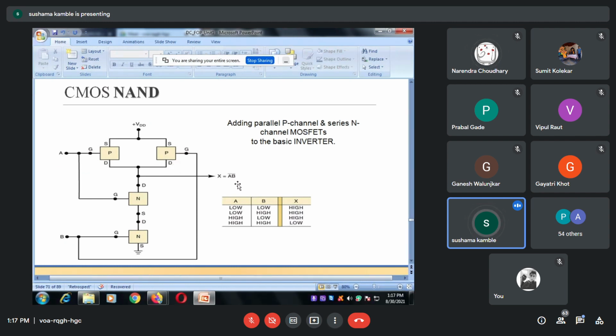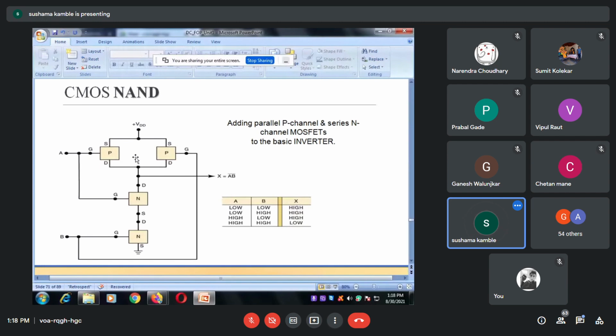Now the last condition, because now we are getting the low output, and you have to realize how we are getting the low output. Okay. So we are applying A as high and B as high. Now tell me, A as high, PMOS will be off. This NMOS will be on. Now for B as high, this NMOS will be on and this PMOS will be off. Very good.